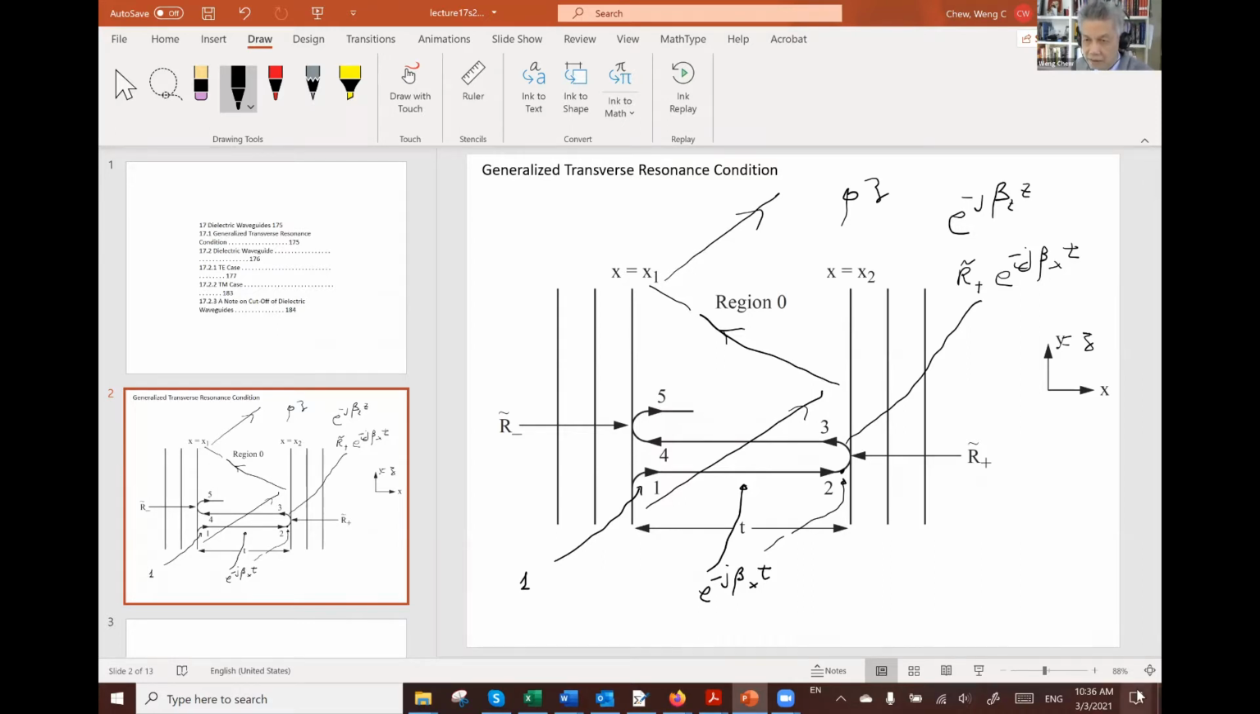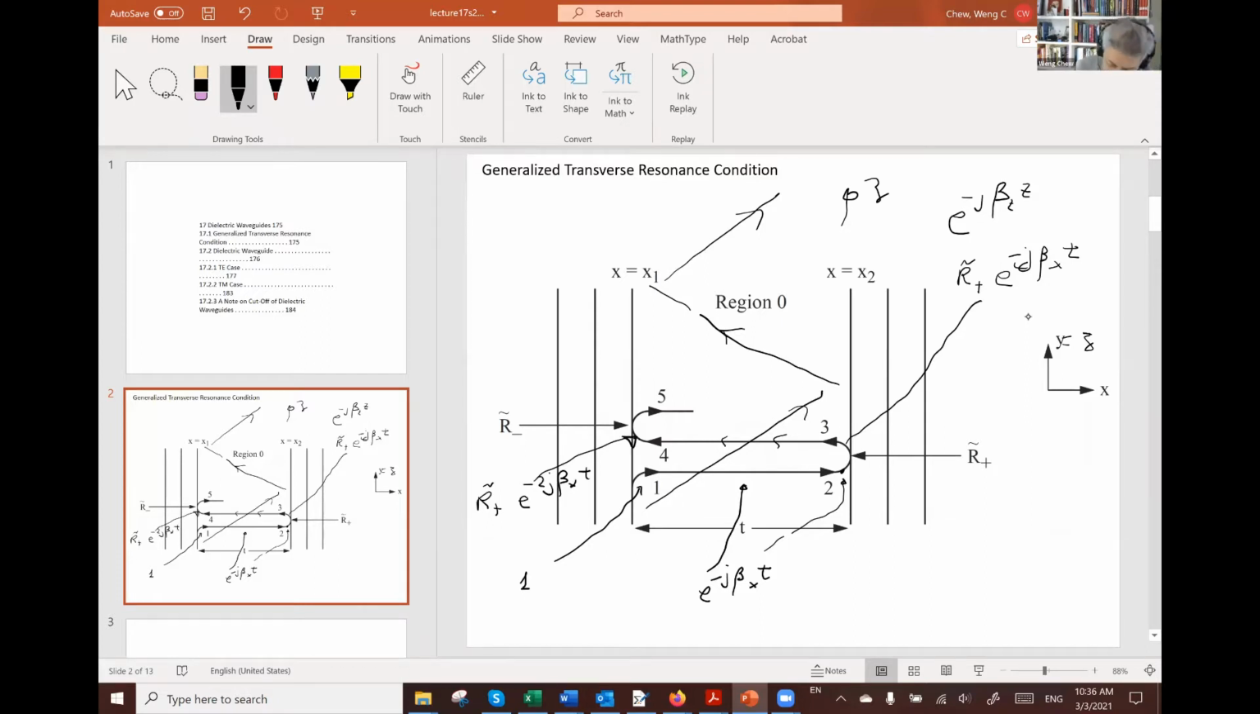R plus tilde is the generalized reflection coefficient at this interface that relates the reflected wave to the incident wave at this interface. So after one bounce here, the amplitude of the wave becomes as such. And then the wave is going to keep propagating in this direction. By the time it reaches here, the wave is going to have the same amplitude, but it will have a phase gain of another j beta xt. So it will be e to the minus 2j beta xt by the time it gets here.